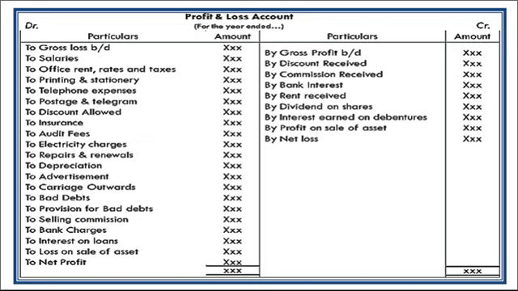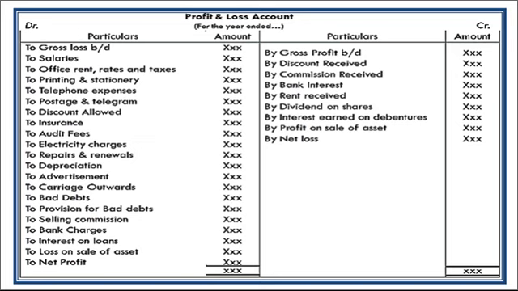If it is a gross loss, that should be transferred to the profit and loss account debit side. After that, we are required to record all revenue expenditure in a systematic order on the debit side of the profit and loss account. On the credit side of the profit and loss account, we are required to record all revenue receipts.